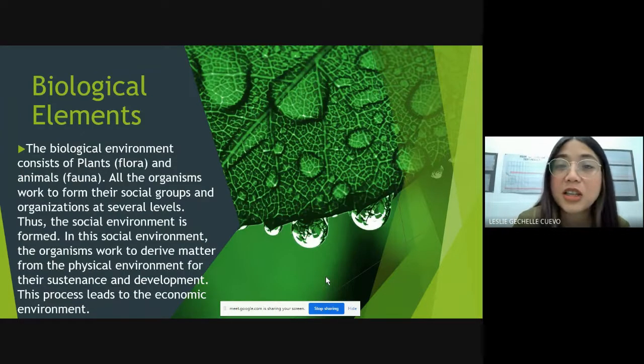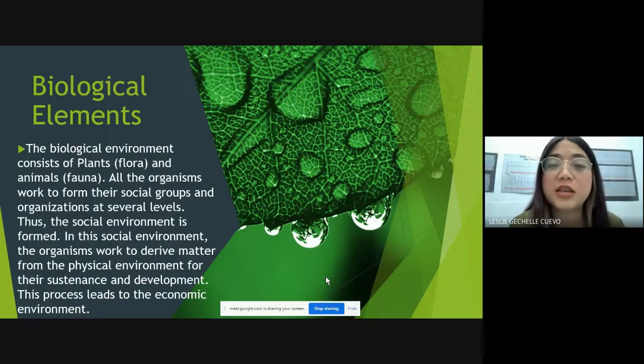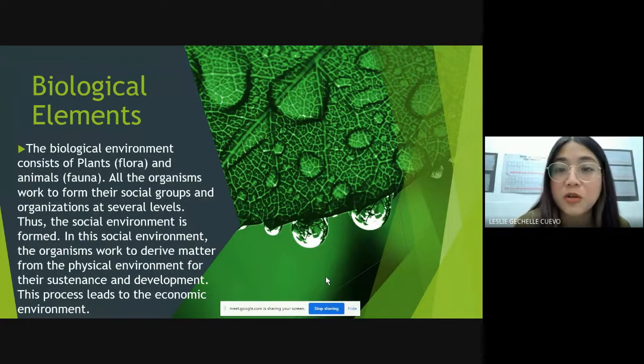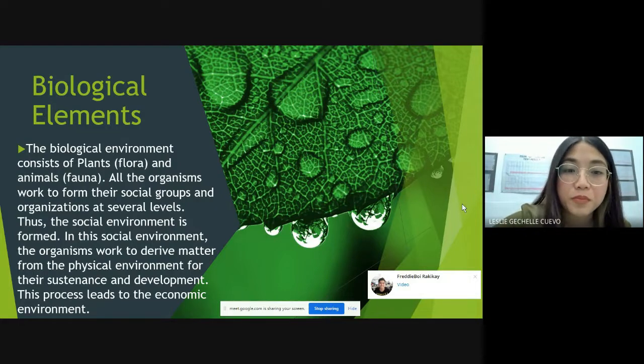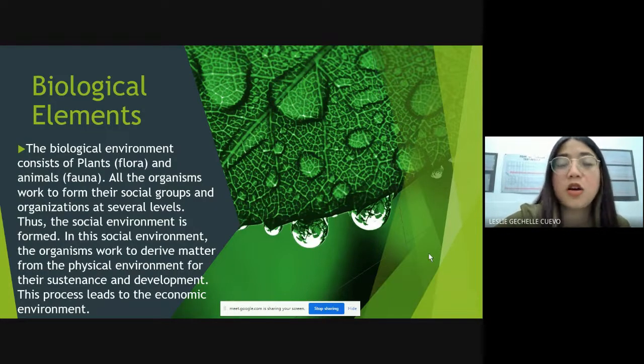Okay. Biological elements. The biological environment consists of plants and animals. So, ito yung ating flora and fauna. All the organisms work to form their social groups and organizations at several levels. Thus, the social environment is formed. In the social environment, the organisms work to derive matter from the physical environment for their sustenance and development. This process leads to the economic environment.